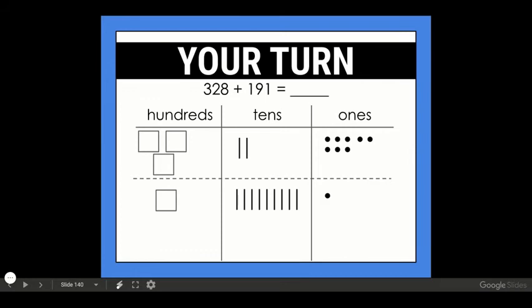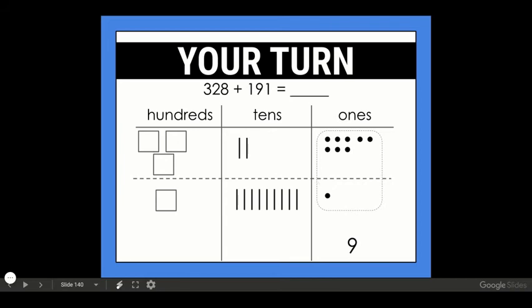How many ones did you get? All right, you got 9. Do we need to turn that into a 10? Nope, because we need 10 ones to make a 10. So we just have our 9 ones. So at the bottom, you'll write your 9. And remember, you don't need to do this dotted line.